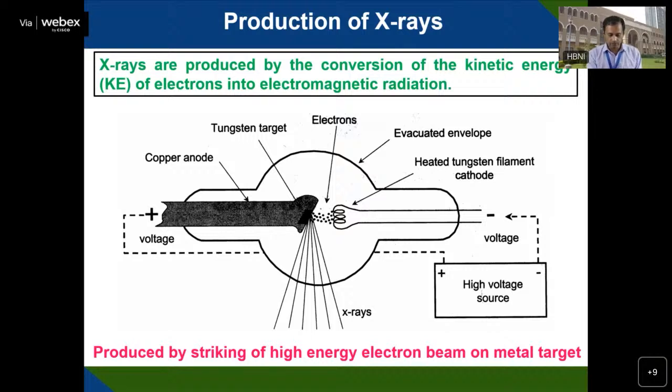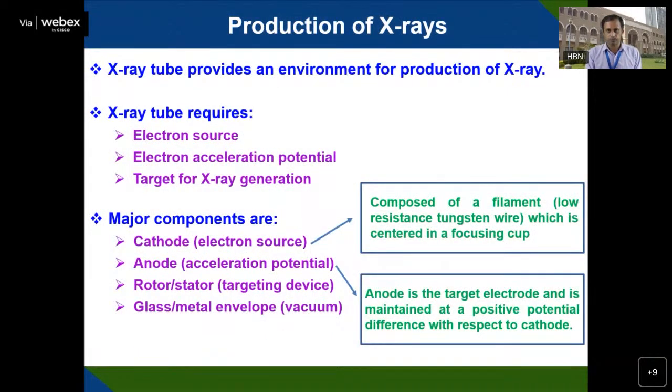You can see here you have an X-ray tube. In the X-ray tube you have a copper anode, this black one, and at the tip of the copper anode you have a tungsten target. And you have a filament here. On the filament you apply a high voltage. Because of the high voltage, some electrons will be generated here. Those electrons will fall on the tungsten target, from where many X-rays will come out. So X-rays are mainly produced by striking a high energy electron beam on the target material, which is mostly tungsten.